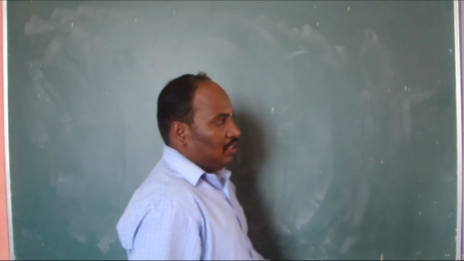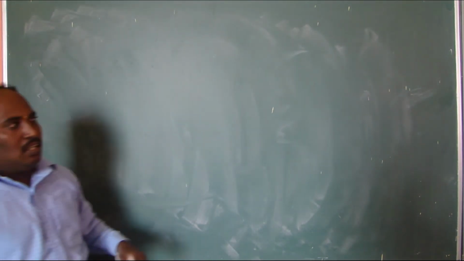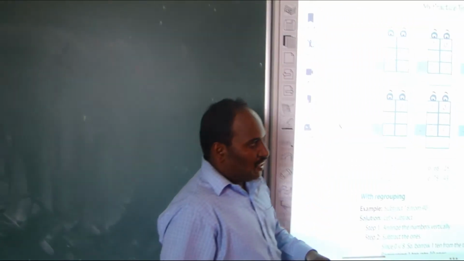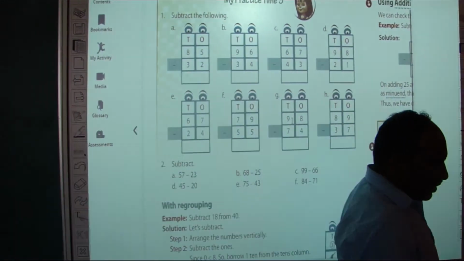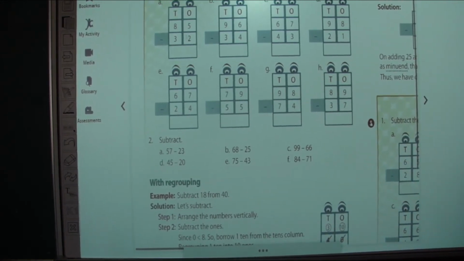Next chapter, order of subtraction. We have two orders. First one is zero property. Then the second one is itself property. First one is zero property.